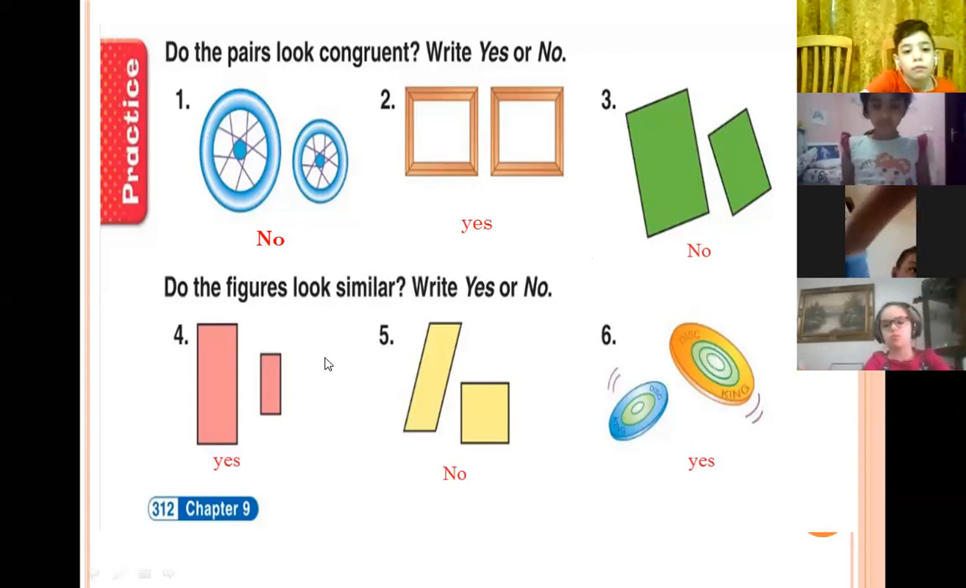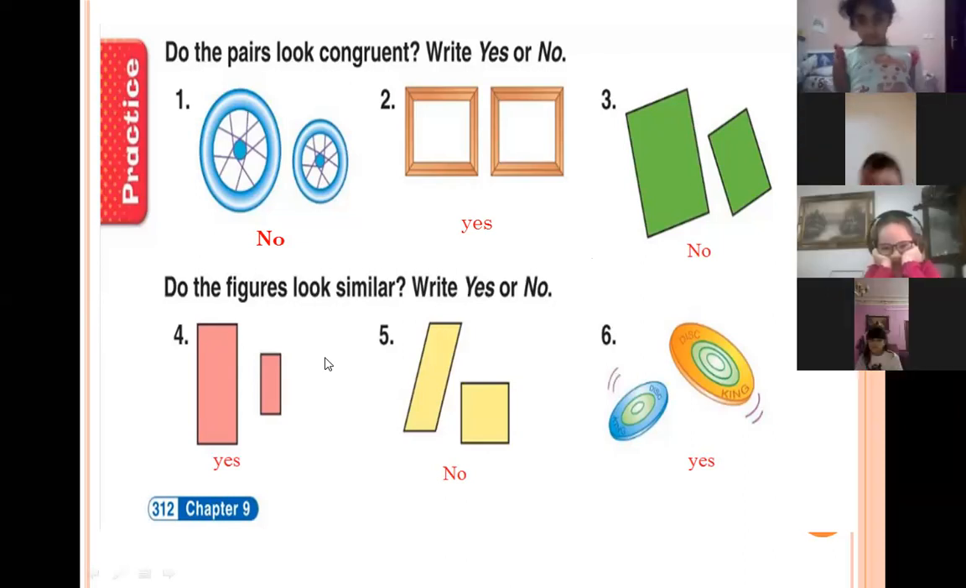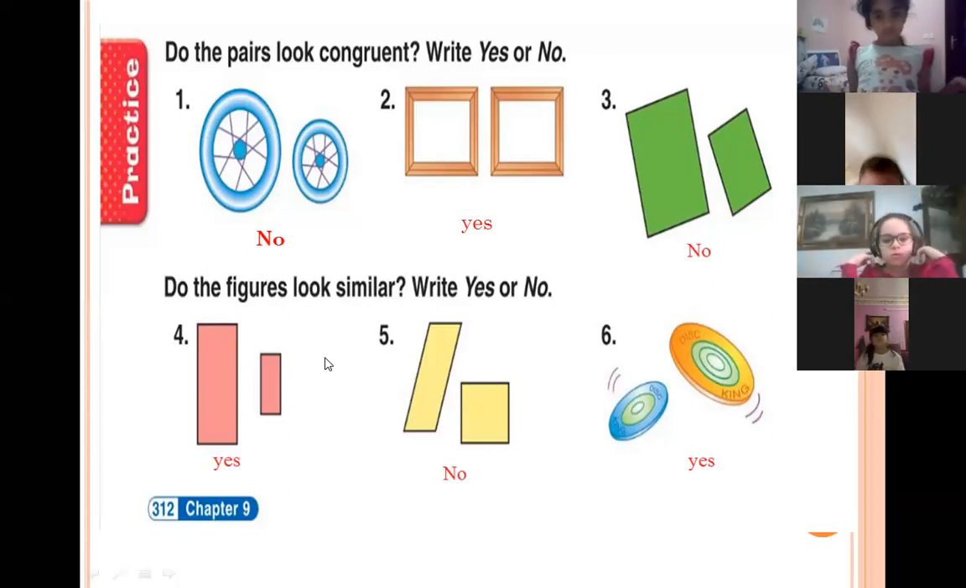So number one, I have the same shape but different size, so no, not congruent. Number two, same size, same shape, so yes, congruent. Number three, same shape, different size, not congruent, no. Number four, it's similar. Why? Because I have the same shape. Number five, I have a different shape, so these are not similar. Number six, same shape, so yes, similar.